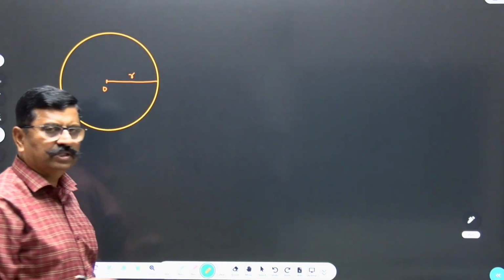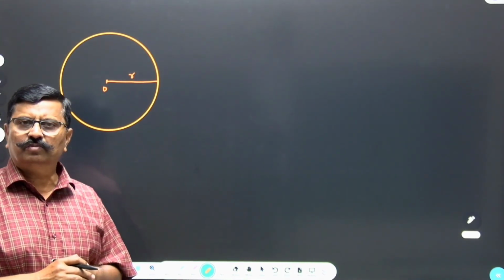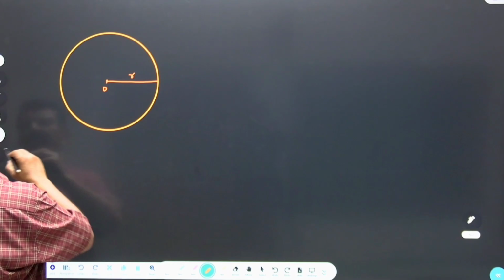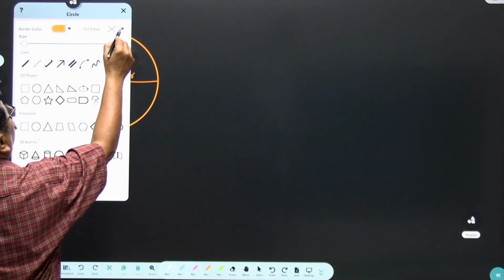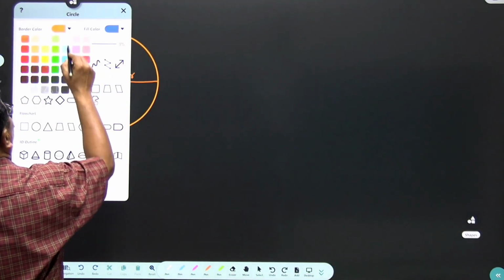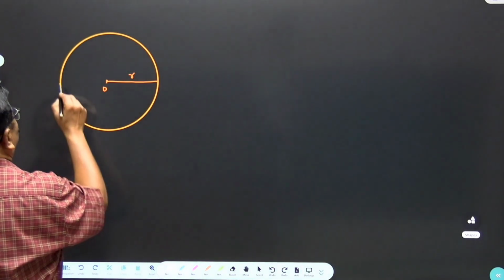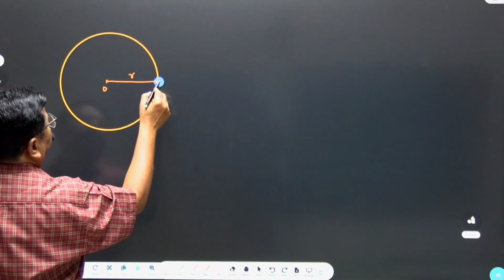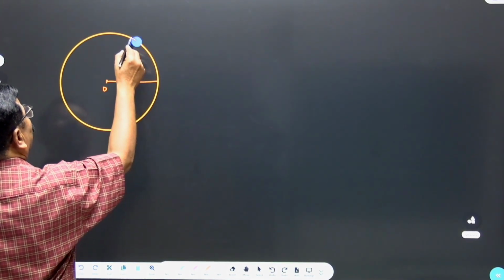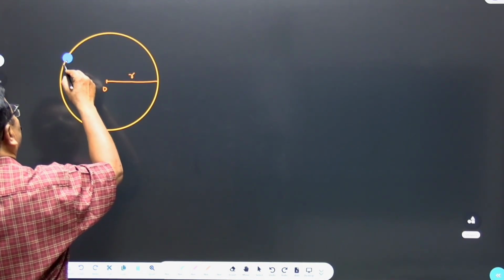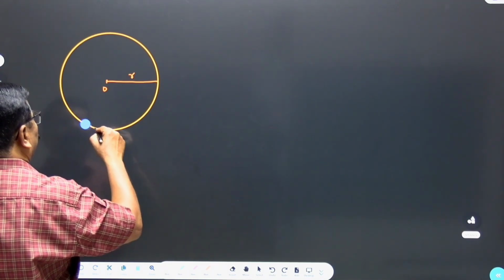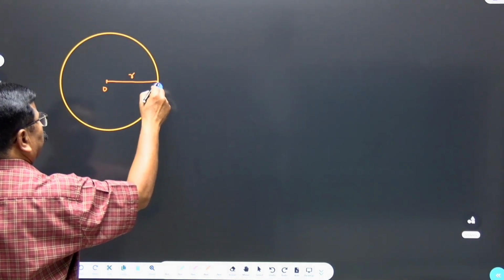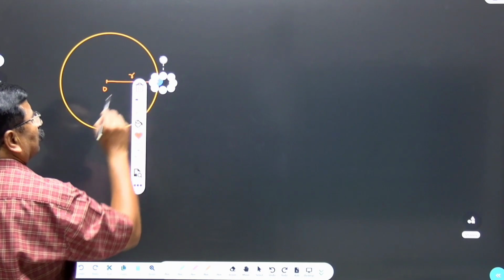O is the center of the circle. Then what is the circumference of the circle? 2 pi r. Now see, there is one body which starts from this point and moves along the circumference of the circle and comes back to its initial position.